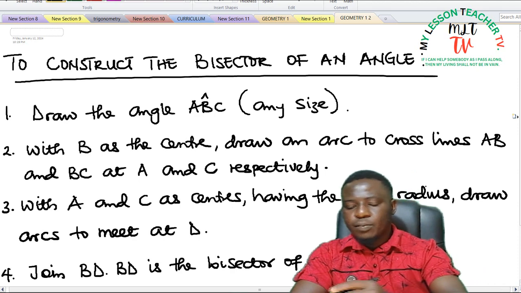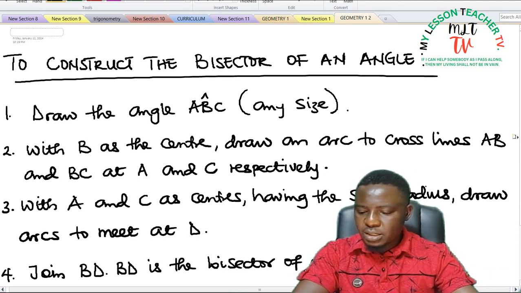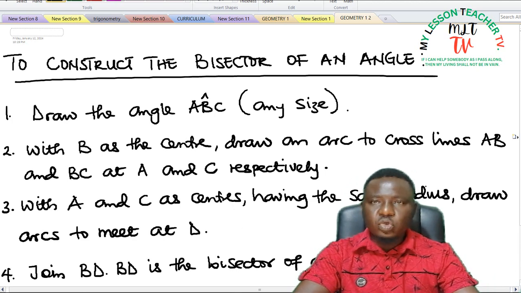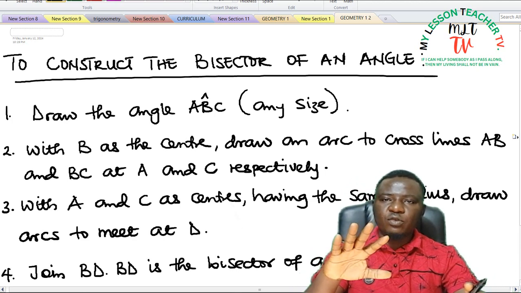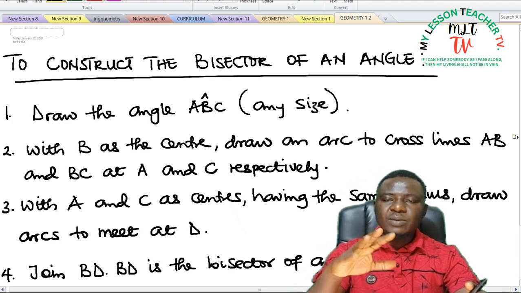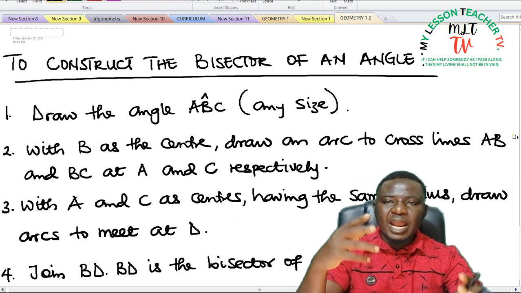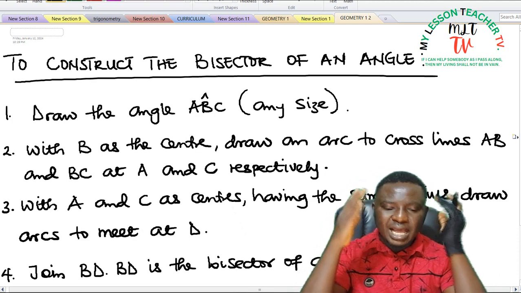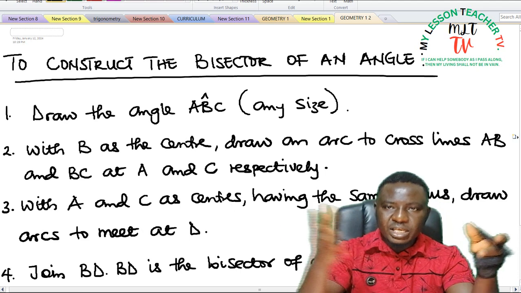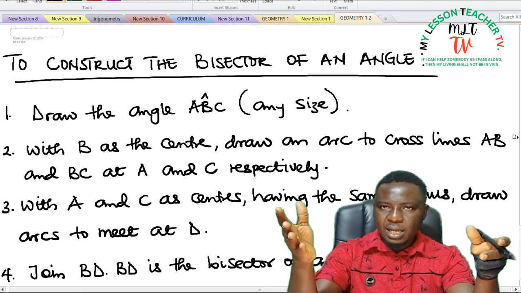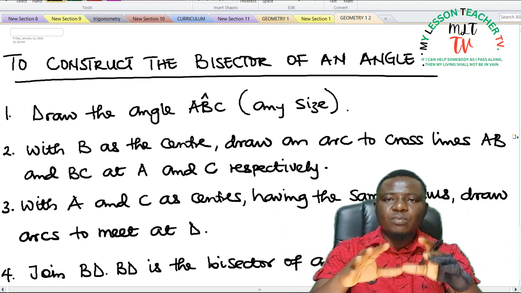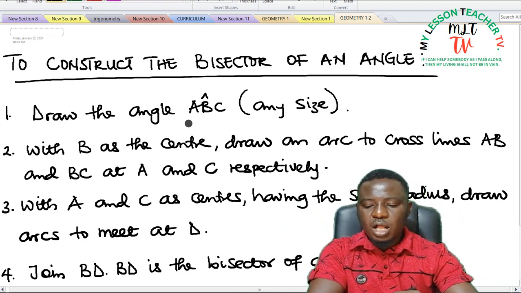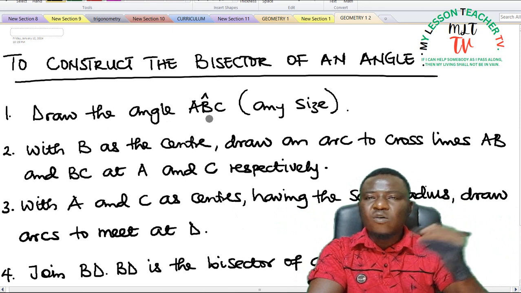So, procedure, step 1 says, draw the angle ABC of any size. One thing I love doing in construction is that the moment I begin to read the procedure, I create a mental picture of what is expected of me to do. Otherwise, I can draw a sketch of it for easy understanding. And from that sketch, I can construct it to scale. So, step 1 says we should draw the angle ABC of any size.